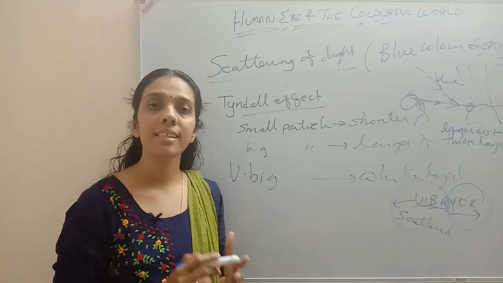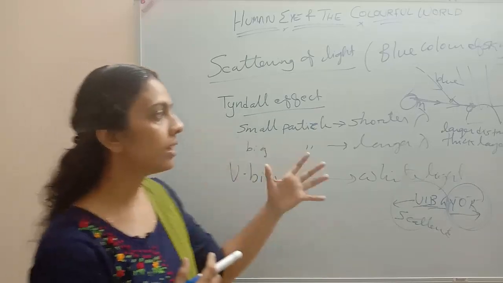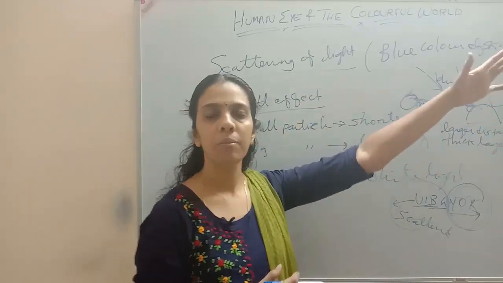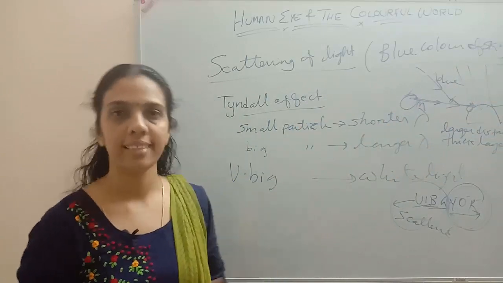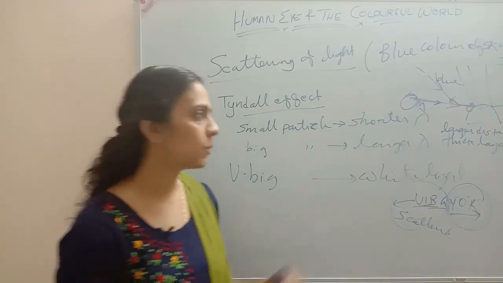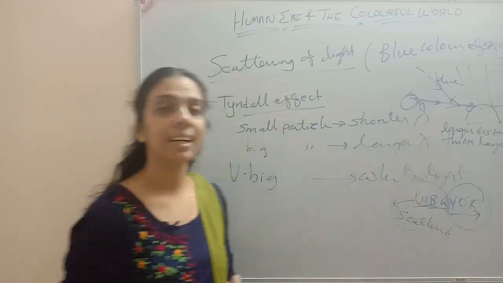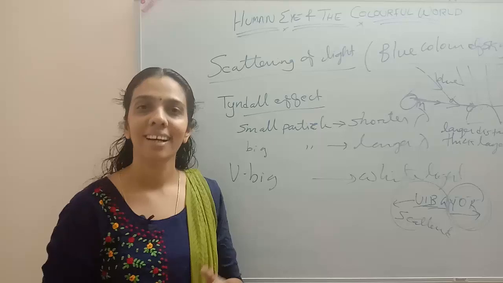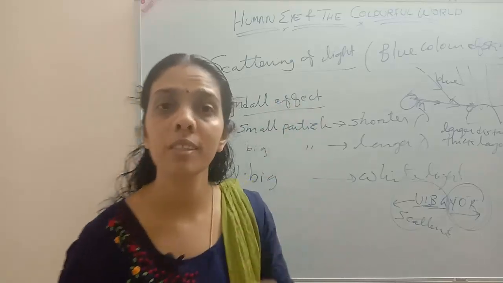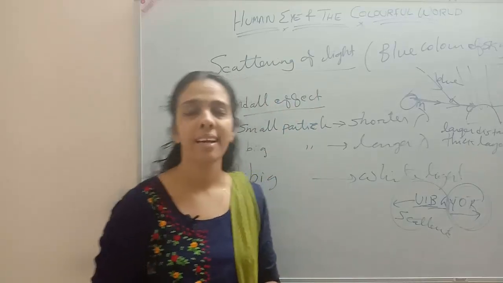So that is the reason. We can see it very clearly from a longer distance, this longer wavelength light. That is the reason we are using this red color as our signals, road signals and all.